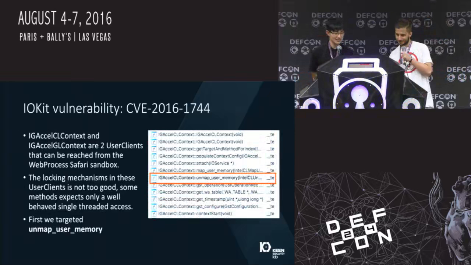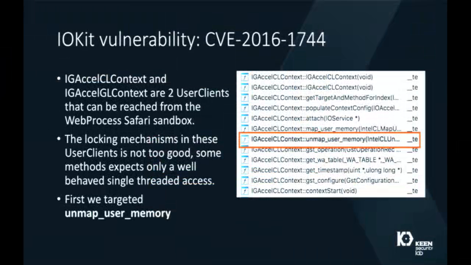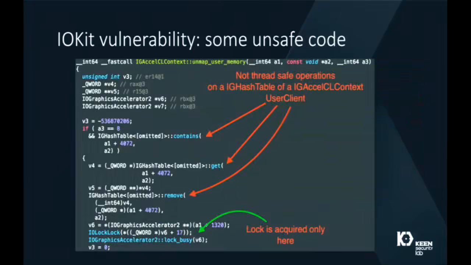So how does this bug work, very, very quickly. There are these two user clients which are related to OpenGL and OpenCL, which can be used from the Sandbox. And the problem is that whoever wrote this driver didn't think about race condition problems. So we have some race condition problem inside the unmapped user memory. As you can see here, there are some operations performed on an EG hash table inside this external method. But the methods on this EG hash table are called as three different methods sequentially, and the lock is acquired only after.